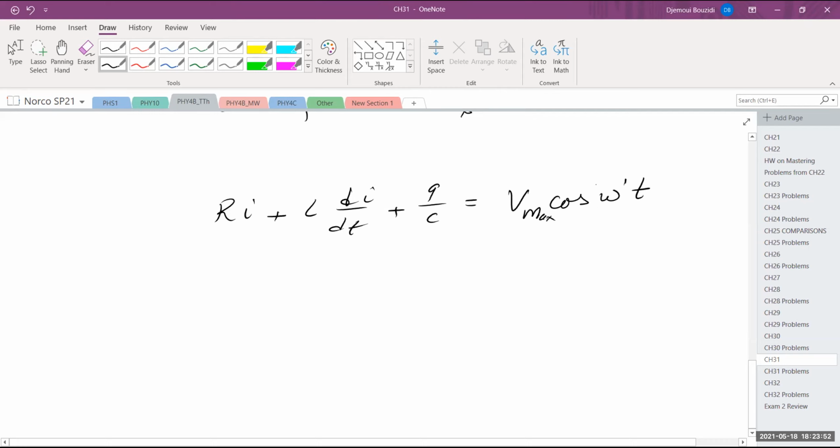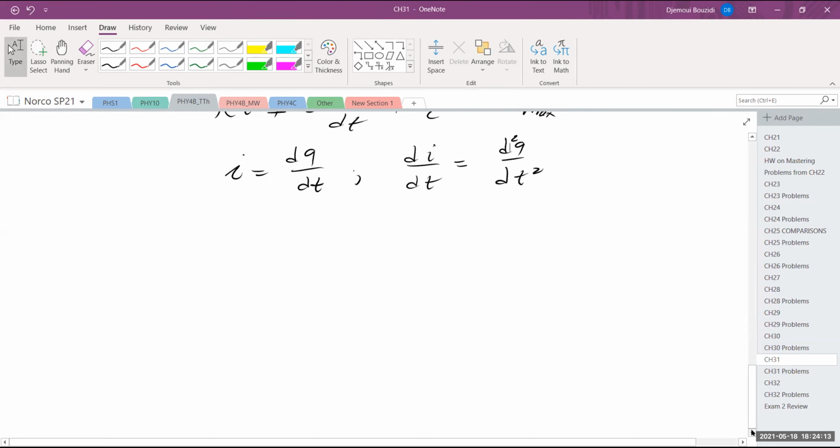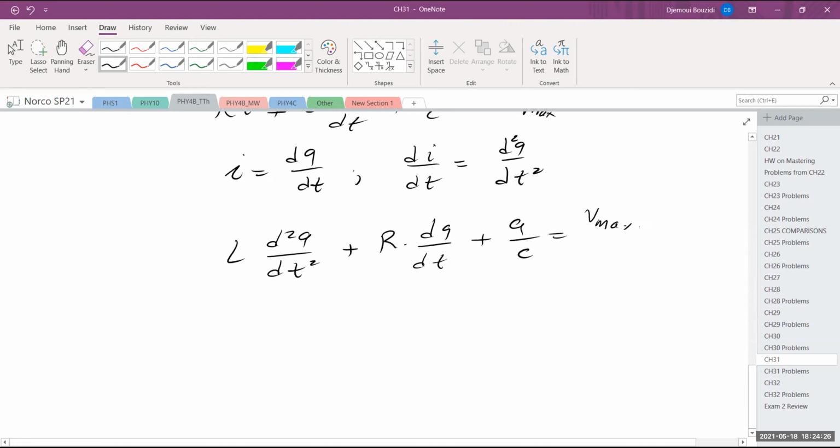Okay? Here is the problem with this equation. It's still a complicated equation. Remember, I is the rate at which the charge is changing with time. That means dI over dt is my second derivative of q with respect to time. So I can rewrite the equation as follows. First of all, L times the second derivative of q with respect to time, plus R times the derivative of q with respect to time, plus q over C equals Vmax. And then I have to have that cosine of omega prime t.